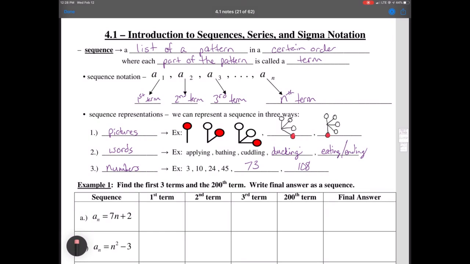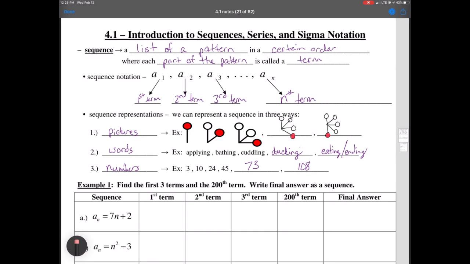So this is the beginning of Unit 4, which includes the introduction to sequences and series and sigma notation. We'll discuss geometric series and sequences, arithmetic sequences and series, as well as word problems that deal with the two. So first, just a quick introduction to sequences and series and sigma notation.